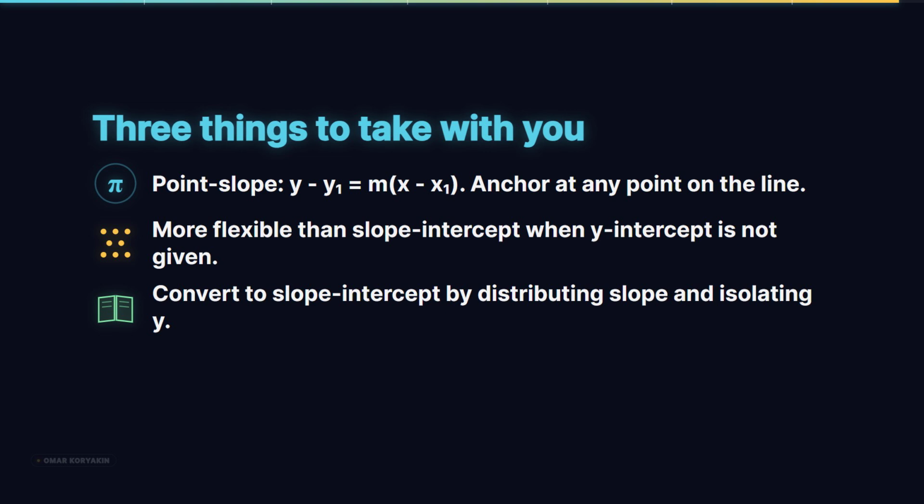Coming up next is the lesson called Standard Form, where lines are written in the form ax plus by equals c with integer coefficients. Standard form is the third canonical line equation form, and it complements the slope-intercept and point-slope forms with a focus on integer coefficients suited to systems of equations and graphical work.